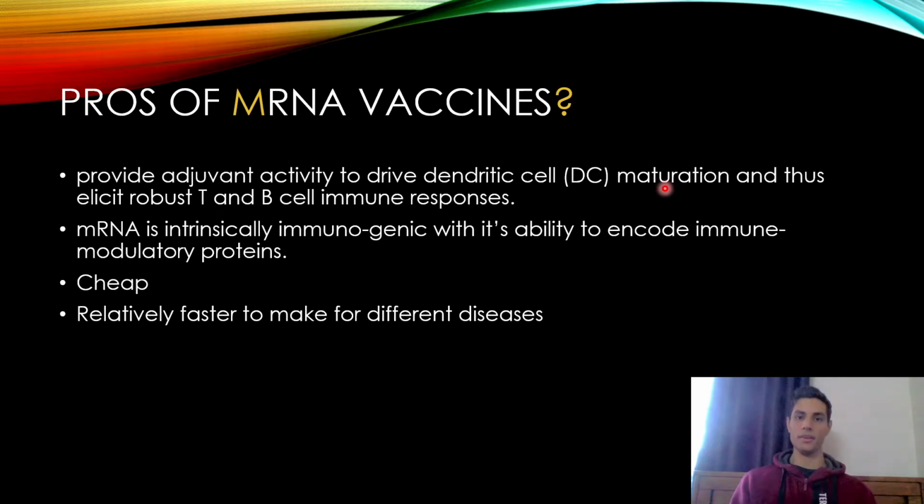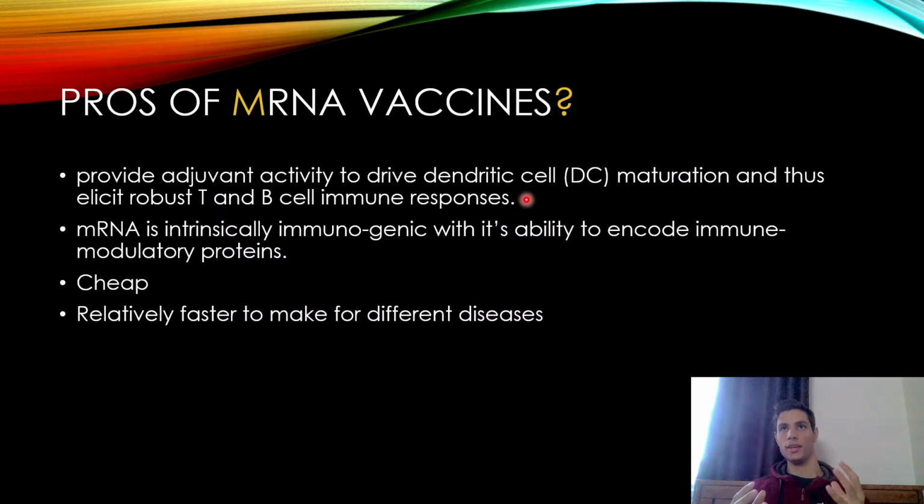The pros of mRNA vaccines are plenty. To mention a few, the first one is that they provide adjuvant activities to drive dendritic cells. So they're really good at making adjuvant activities. What we mean by that is when we take the protein and the processed version of it and we sequence it and then make it into an mRNA, your cell does all the work. So we don't really have to add any extra adjuvants with the vaccine, unlike many traditional vaccines.